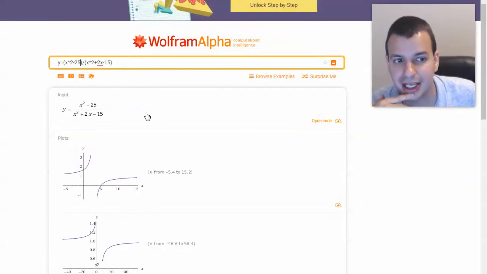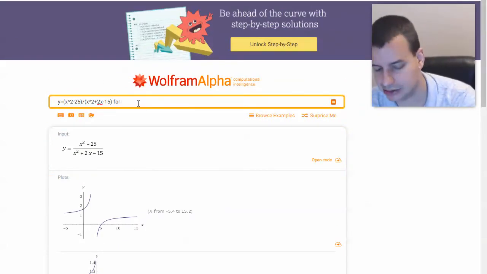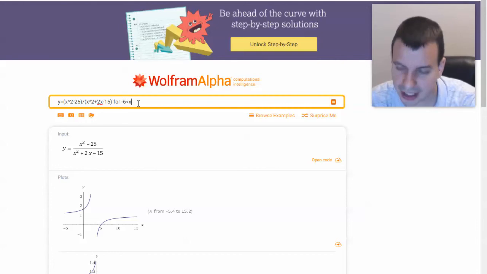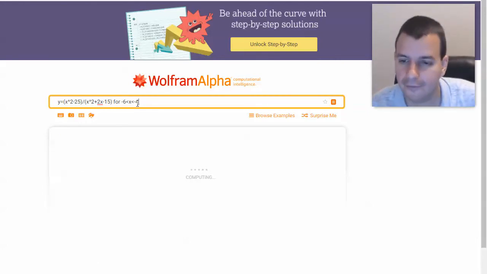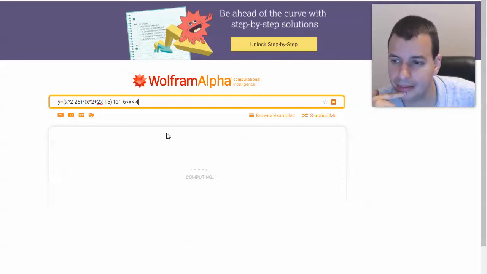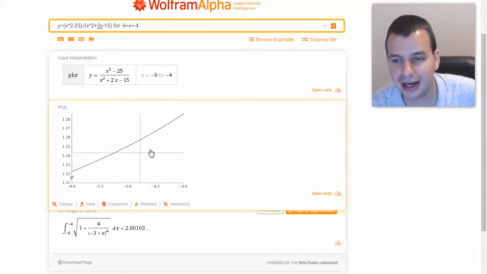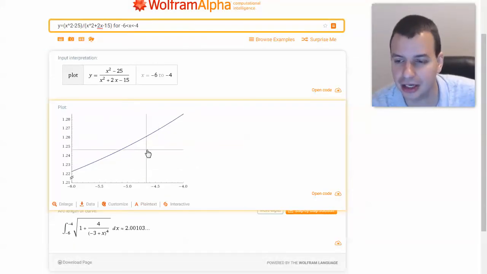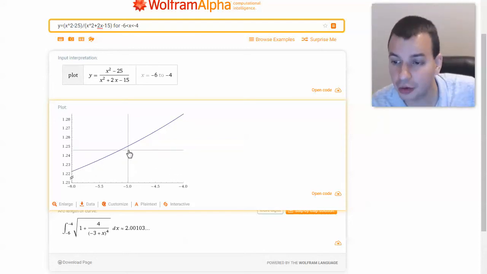But what we were looking for is x approaches negative 5. So we'll say for negative 6, let's do negative 6 less than x less than negative 4. So we look at these. So much suspense. Okay. And we get something kind of like a straight line, kind of not like a straight line. But we're zoomed in over here, and in this area, this is what the graph looks like.